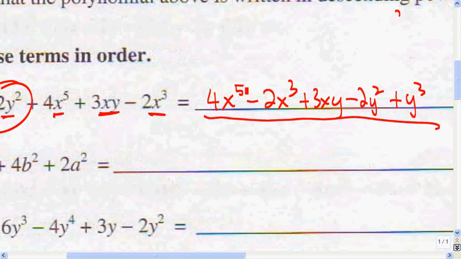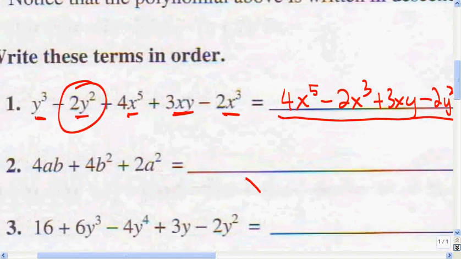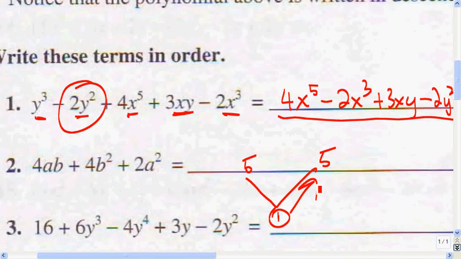The first term is always from larger exponent to smaller exponent, and all the terms after that are always from smaller exponent to larger exponent. Kind of like a pyramid like this. You see? Larger exponent 5, smaller exponent 1, larger exponent 5. You see? So the first term starts with the larger exponent, and all the terms after that start with the smaller exponent and work their way up.